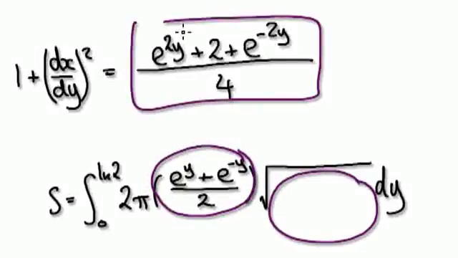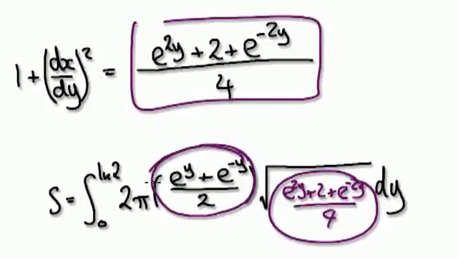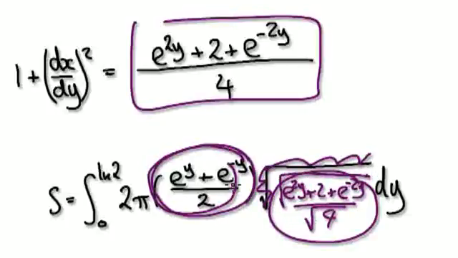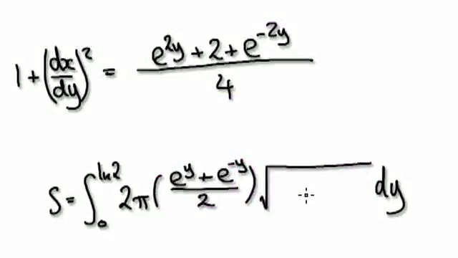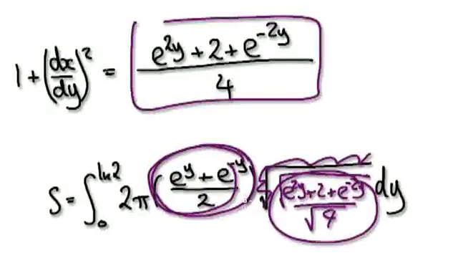But the thing is, normally, when you put this into here, e to the 2y plus 2 plus e to the minus 2y over 4. Normally somehow you've got to try and get this to cancel out with this. So normally we would do this, square root 4, square root this, and then somehow try and get them to cancel out. But in this example, you've got to stare at this and play around. In this example, it doesn't cancel out.